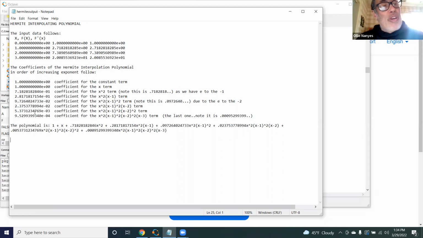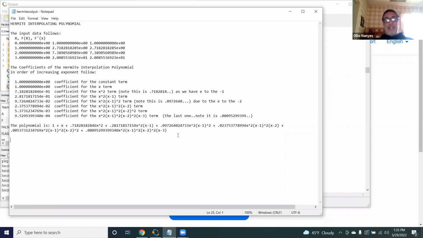So these are the coefficients for this polynomial. So that's the 1, that's a 1. This is 0.178 because this is 10 to the minus 1 here. This is 0.28171, that's that here. This here, 0.097, that's this. 0.023, that's this. 0.005, because that's a 10 to the minus 3 right there. And this is 0.0009 because that's 10 to the minus 4. So this is in fact the interpolating polynomial.